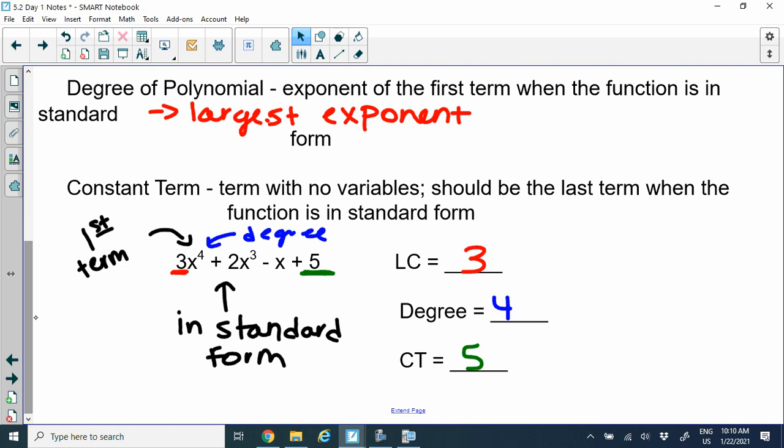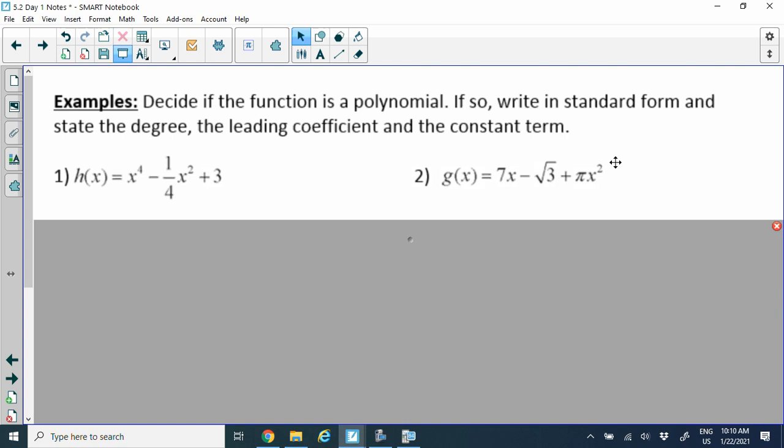Okay, now what we're going to do is use this information to determine if these functions are polynomials, and if so, we'll write them in standard form and state the degree and the leading coefficient and the constant term. Okay, let's look at 1. So we have h of x equals x to the 4th minus 1/4 x squared plus 3.